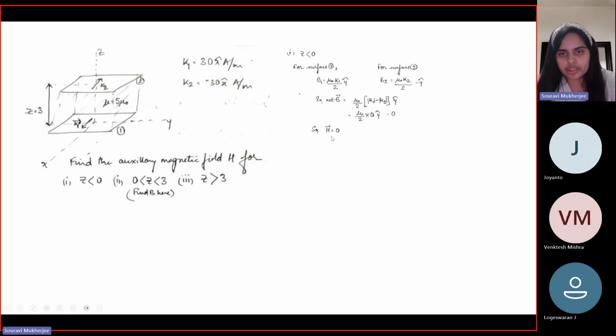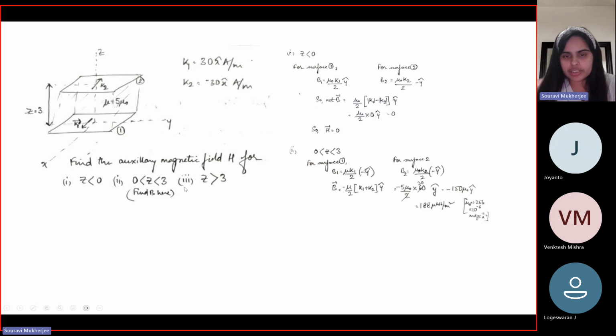Now, similarly for the second region. For surface 1, that is this surface, you can see that K1 is directed in plus X direction. If you use the right hand thumb rule, above the lower surface, that is surface 1, your field lines are directed in the minus Y direction, right? So your B1 is given as mu K1 by 2 into minus Y cap.